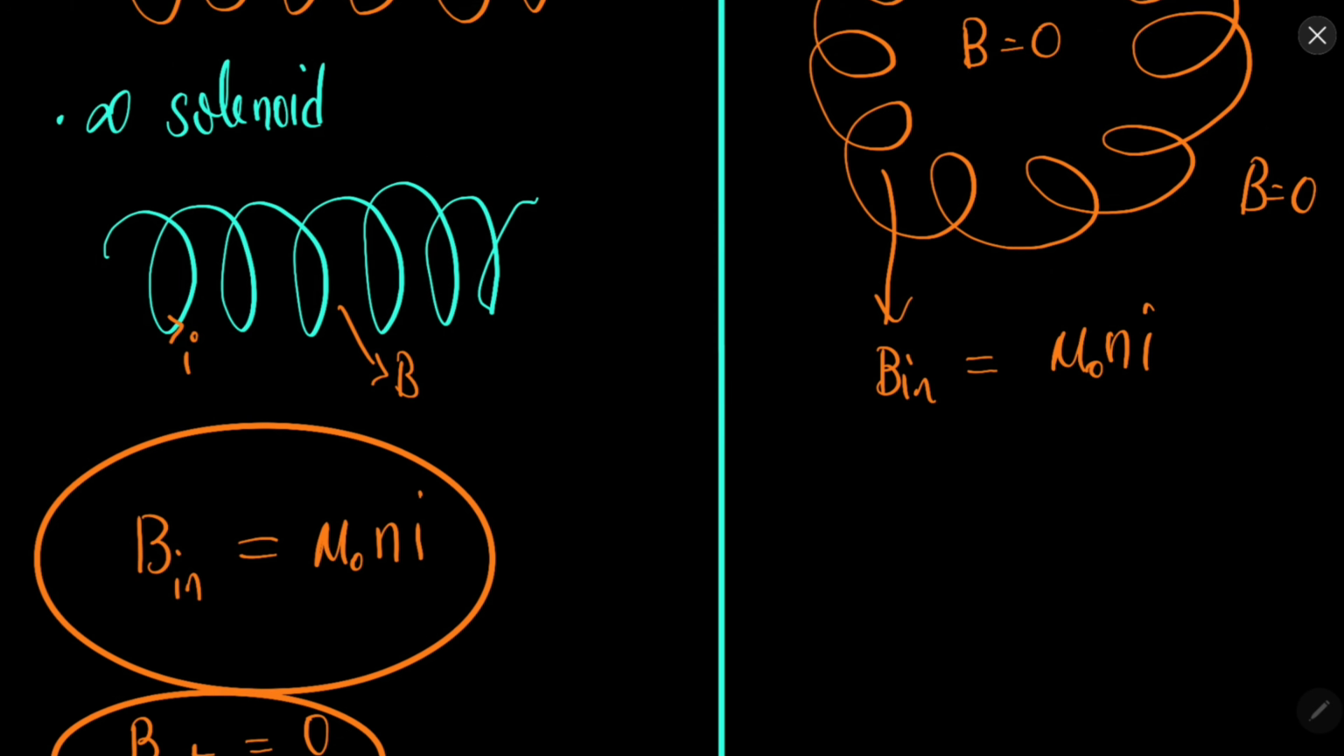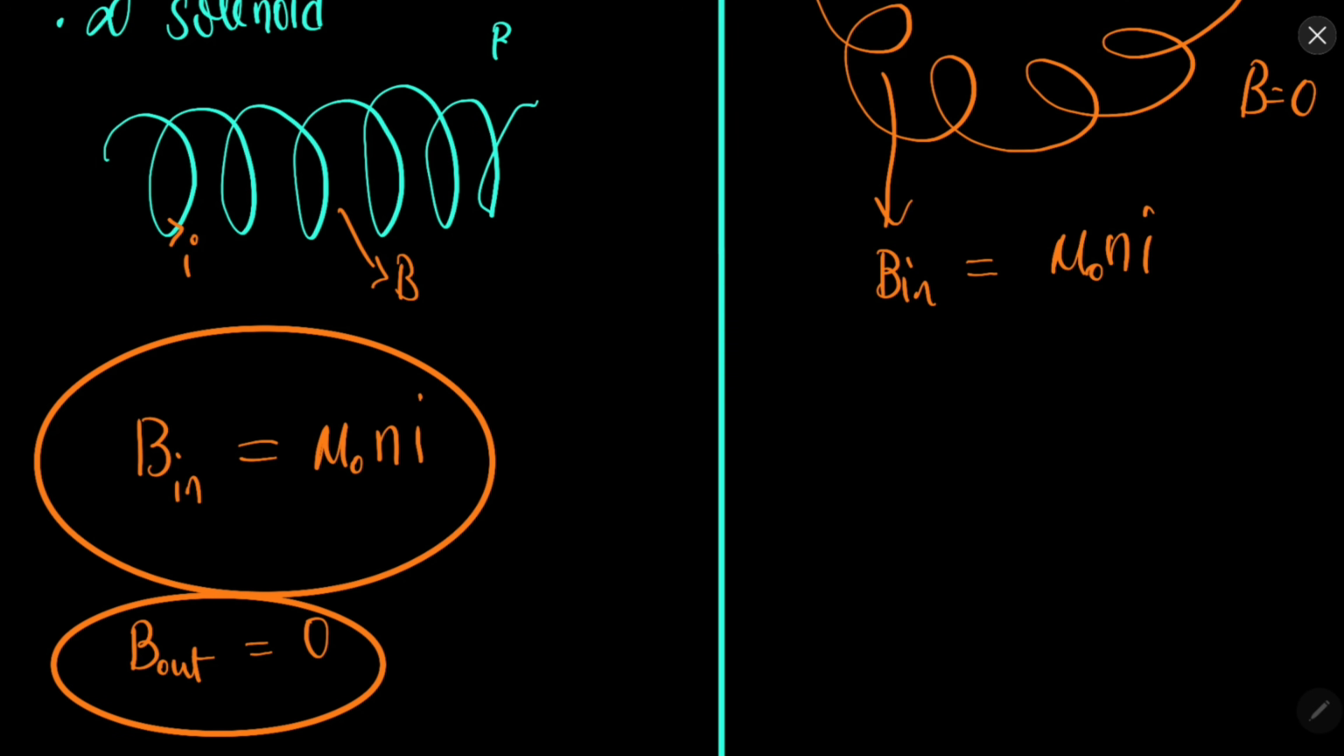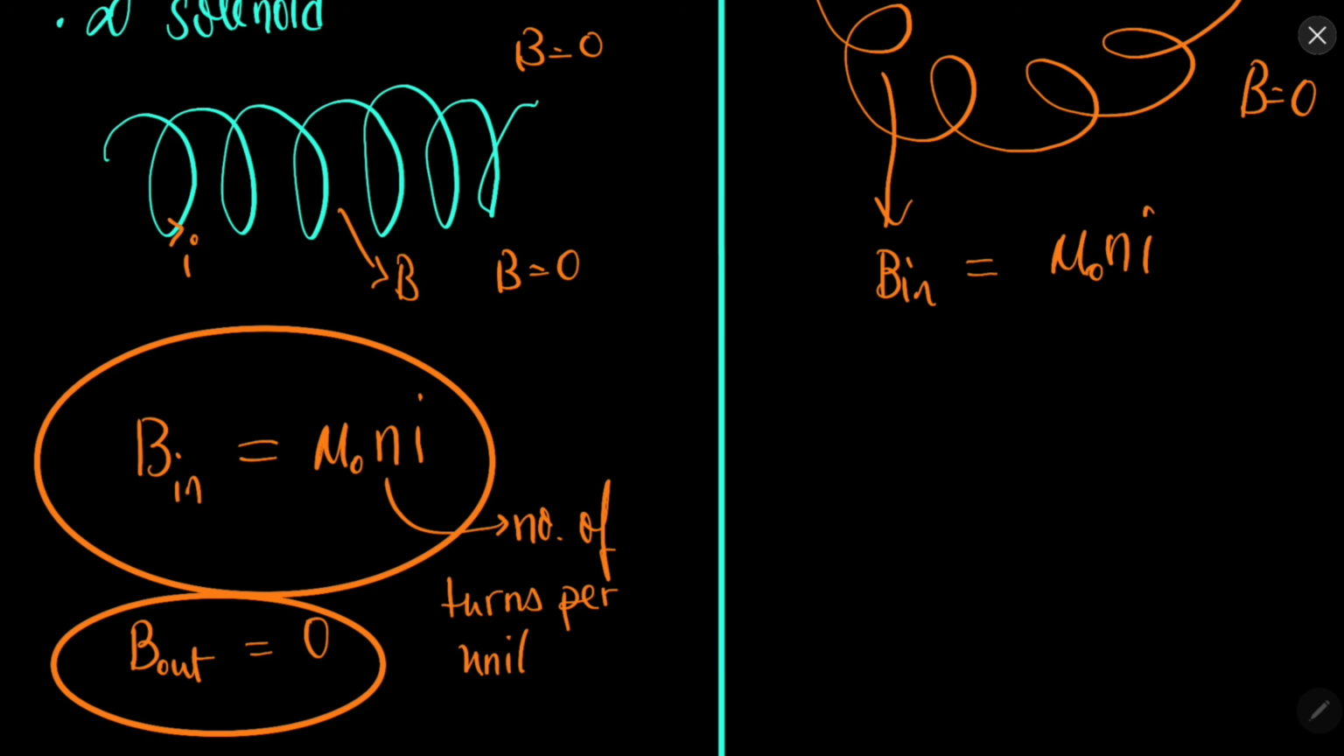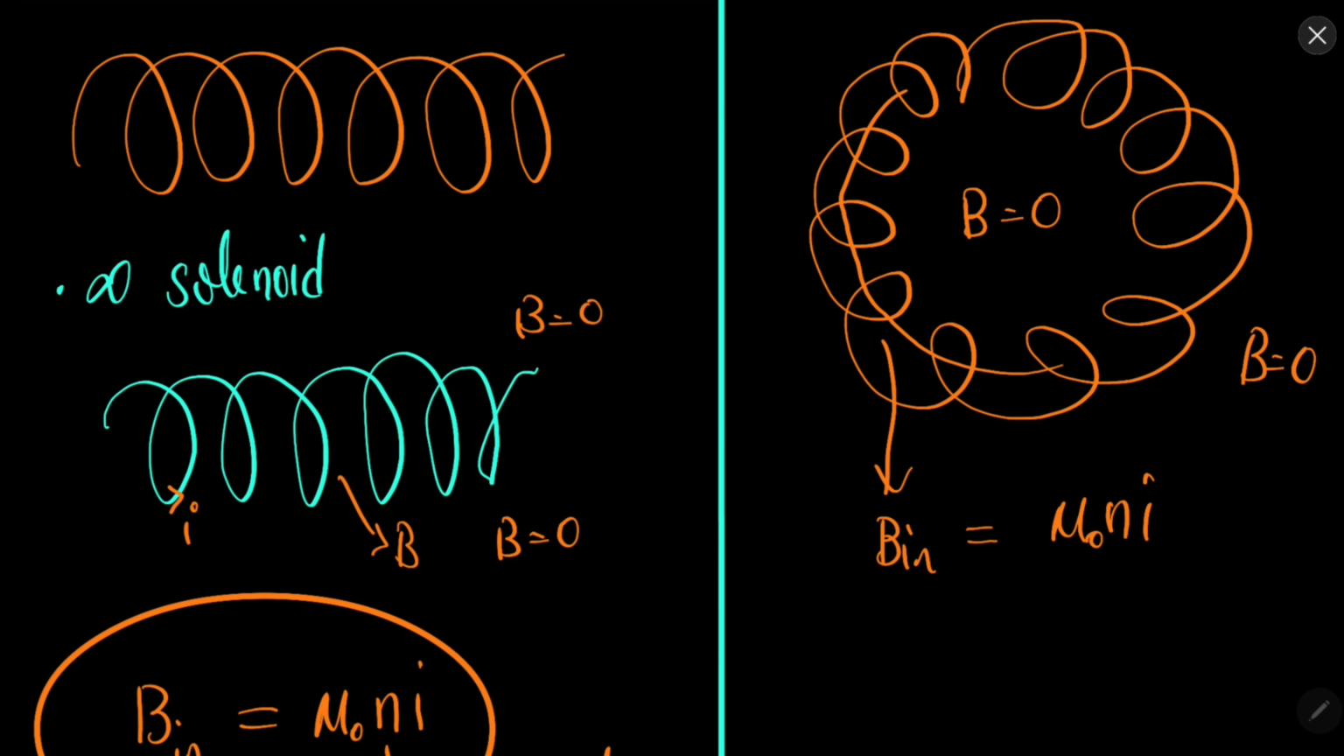So if we have an infinite solenoid, then the magnetic field outside will be 0, and the magnetic field inside will be mu naught n I, where n is the number of turns per unit length, I is the current, and mu naught is the permeability of free space. Similarly in a toroid also, the inside region will have a magnetic field, and the outside region, here and here also, the magnetic field will be 0 for the toroid as well.